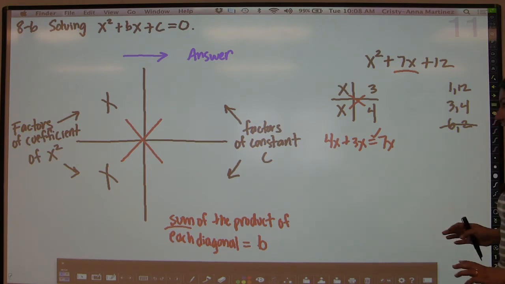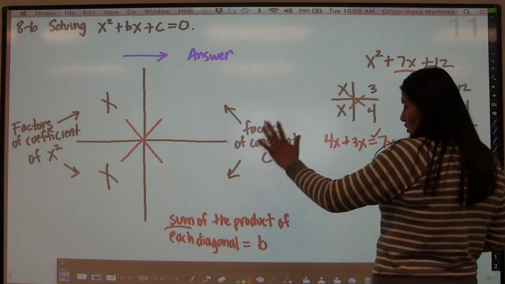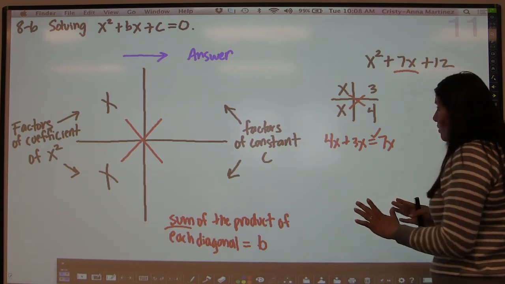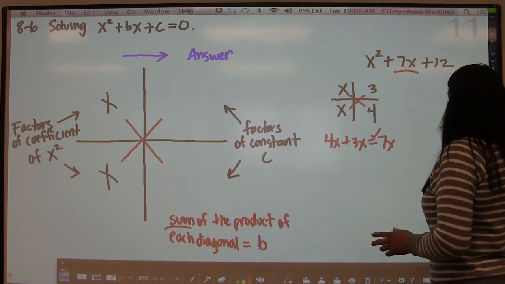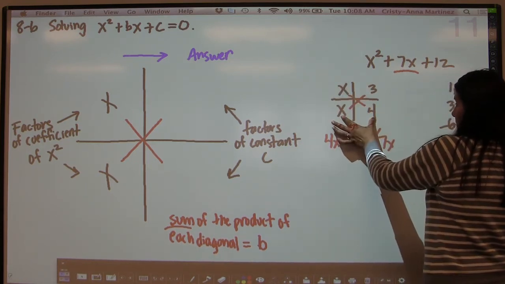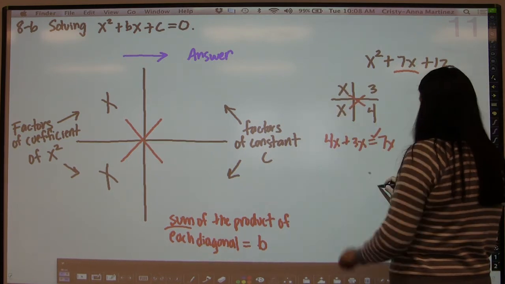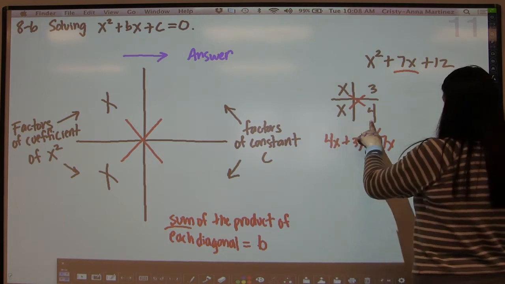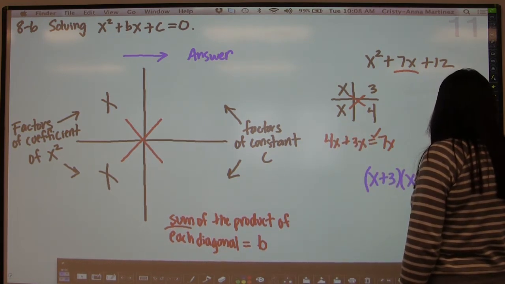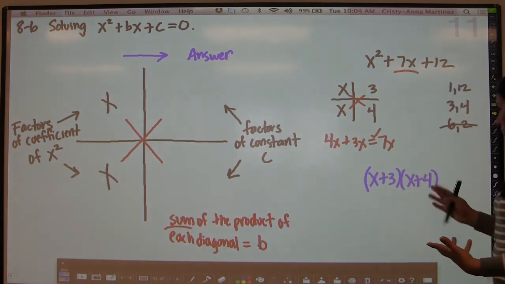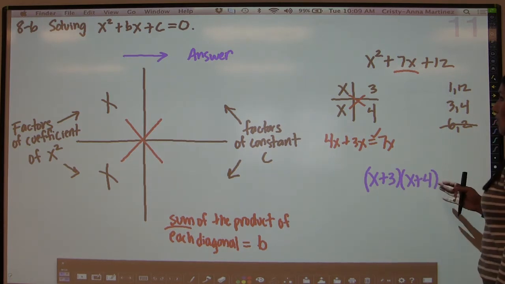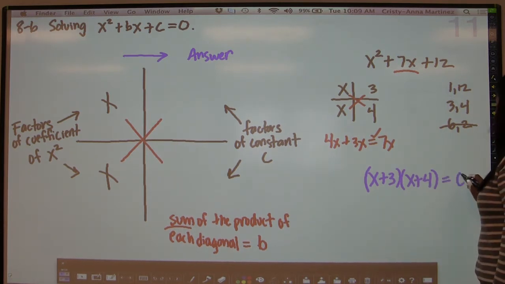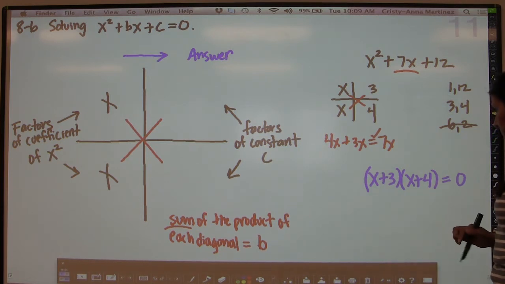So that's what I mean by saying once you have all the right numbers in your diagram and everything works the way it's supposed to, then the answers are going to be the top part and the bottom part. So you're going to go x plus 3, because that's a positive 3, multiplied by x plus 4, because it's a positive 4. If it had been a negative 4, for example, then you would have put x minus 4. So this is now my solution, if you will.